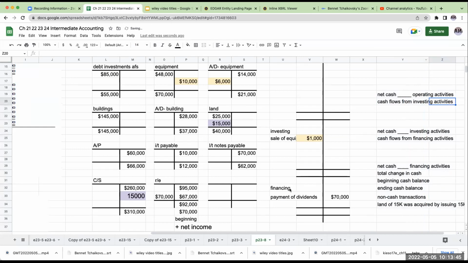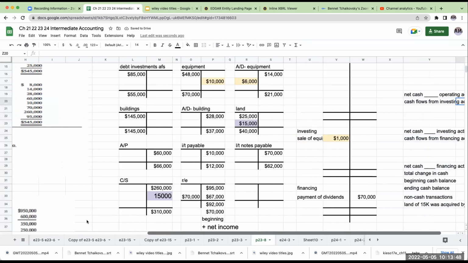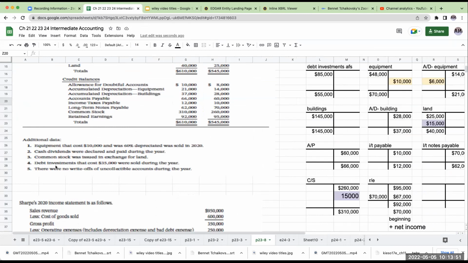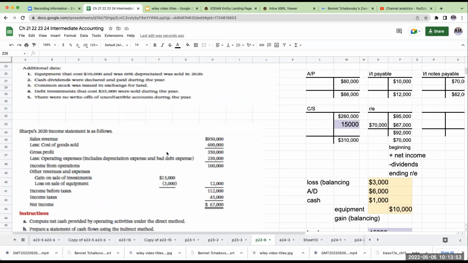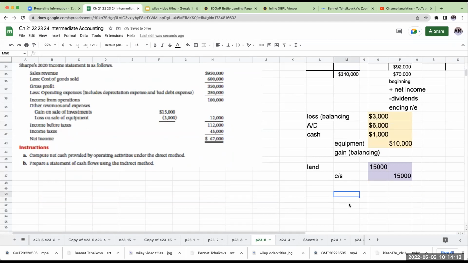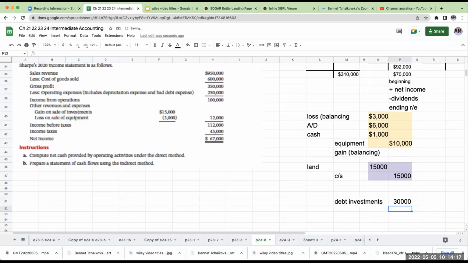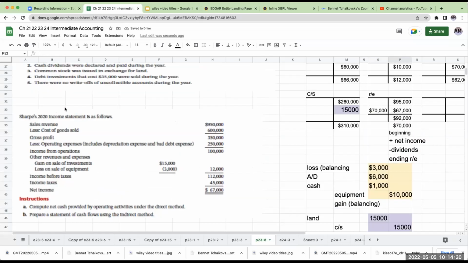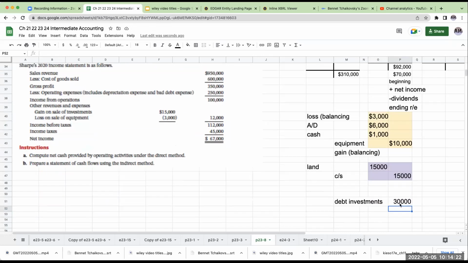Okay. So now let's go ahead and look at the next one over here. Debt investments that cost 35,000 were sold during the year. Now, here's another tricky one right over here. So my debt investments went from 55 to 35, or they decreased by 30,000. Okay. So let's go over here and see this. So debt investments were 30,000. Okay, so I sold debt investments, assuming that cost me 35,000.